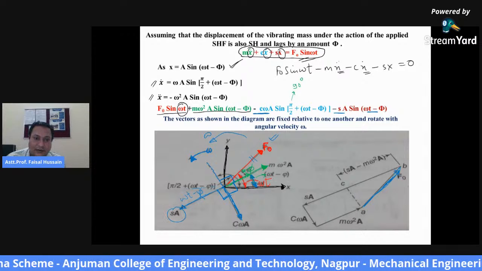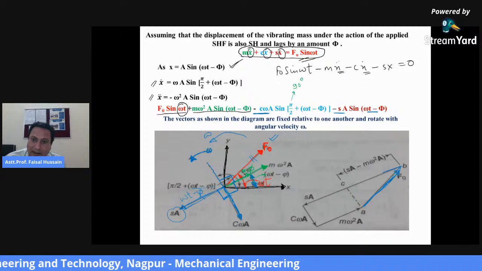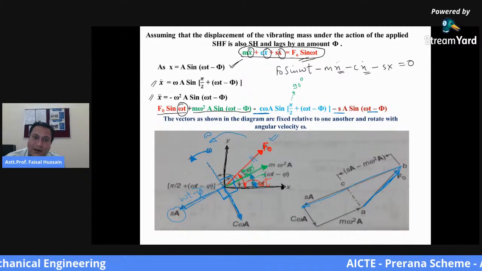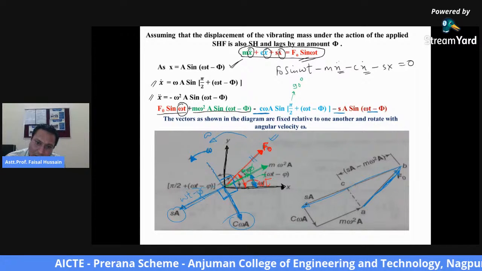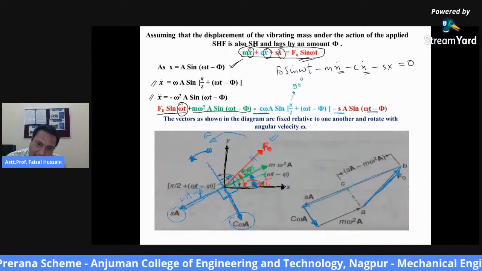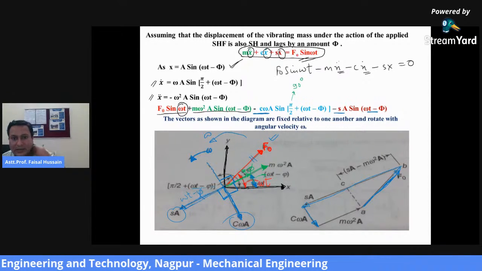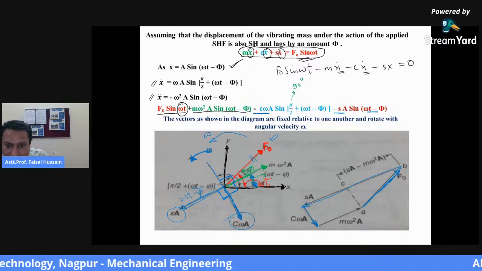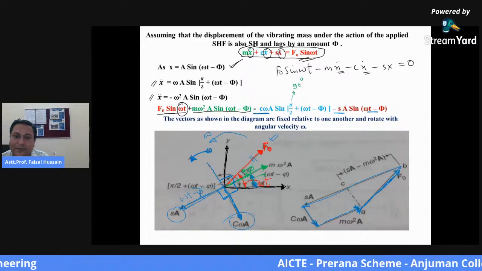Next is your SA. So parallel to SA, this is the vector diagram of SA. Similarly, third one, after this, we are seeing in the anti-clockwise direction, this is C omega A. So this is your C omega A, that is your damping force. The last is your inertia force. So this is your inertia force. So this completes the vector diagram.